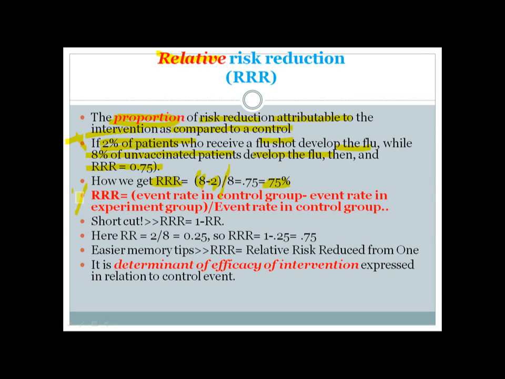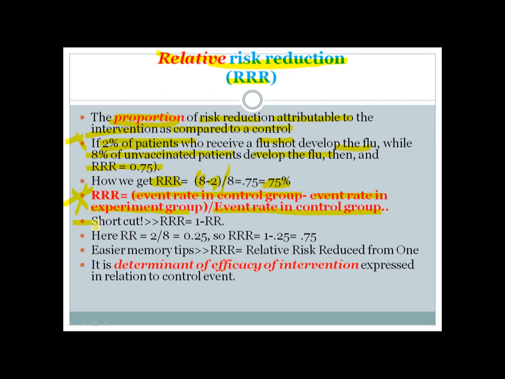So the basic equation for calculation of RRR, or relative risk reduction, is the event rate in the control group, or the risk in the control group, minus the event rate in the experimental group, which is commonly lower than the control group event rate, because we always want a positive result, a decrease in incidence of a disease or an outcome, divided by the event rate in the control group.